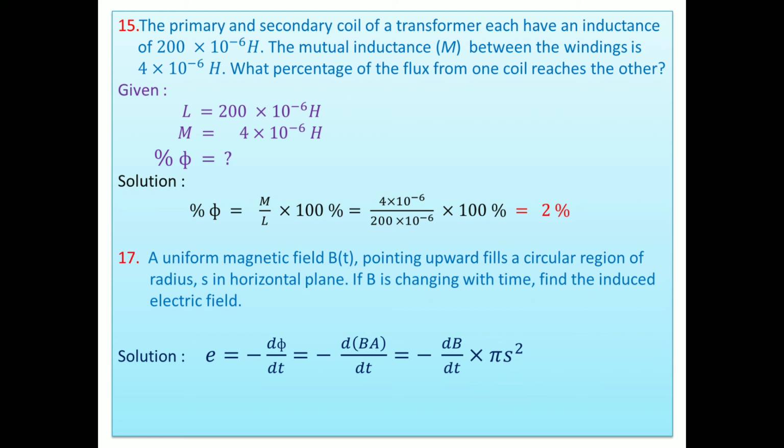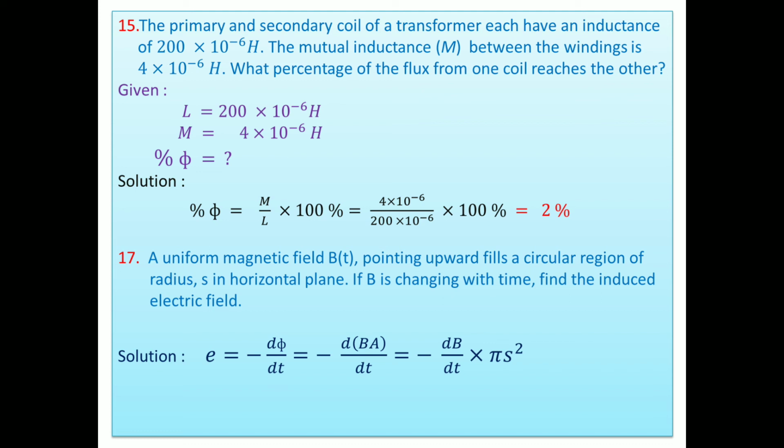The primary and secondary coil of a transformer each have an inductance of 200 into 10 raised to minus 6 Henry. The mutual inductance M between the windings is 4 into 10 raised to minus 6 Henry. What is the percentage of flux from one coil that reaches the other? Means here inductance is given 200 into 10 raised to minus 6 Henry and mutual inductance is given 4 into 10 raised to minus 6 Henry. Then you have to calculate the percentage of flux from one coil that reaches the other.